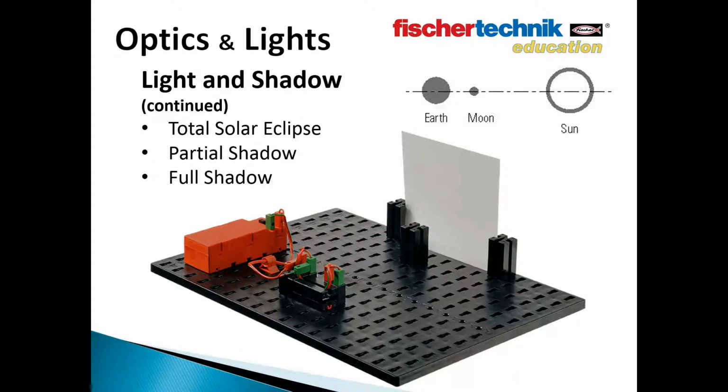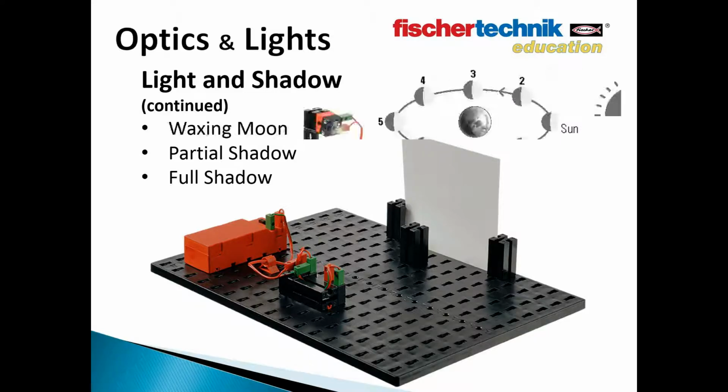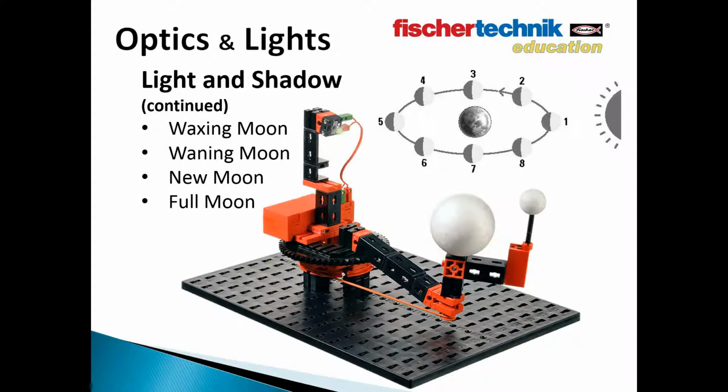Another model is used to show the two shadow areas, partial and full shadow, that occur during the phenomenon of a total solar eclipse, as many people in parts of the U.S. had the chance to experience the other summer. The subject is further explored with the use of a planetary model to understand the phases of the moon.